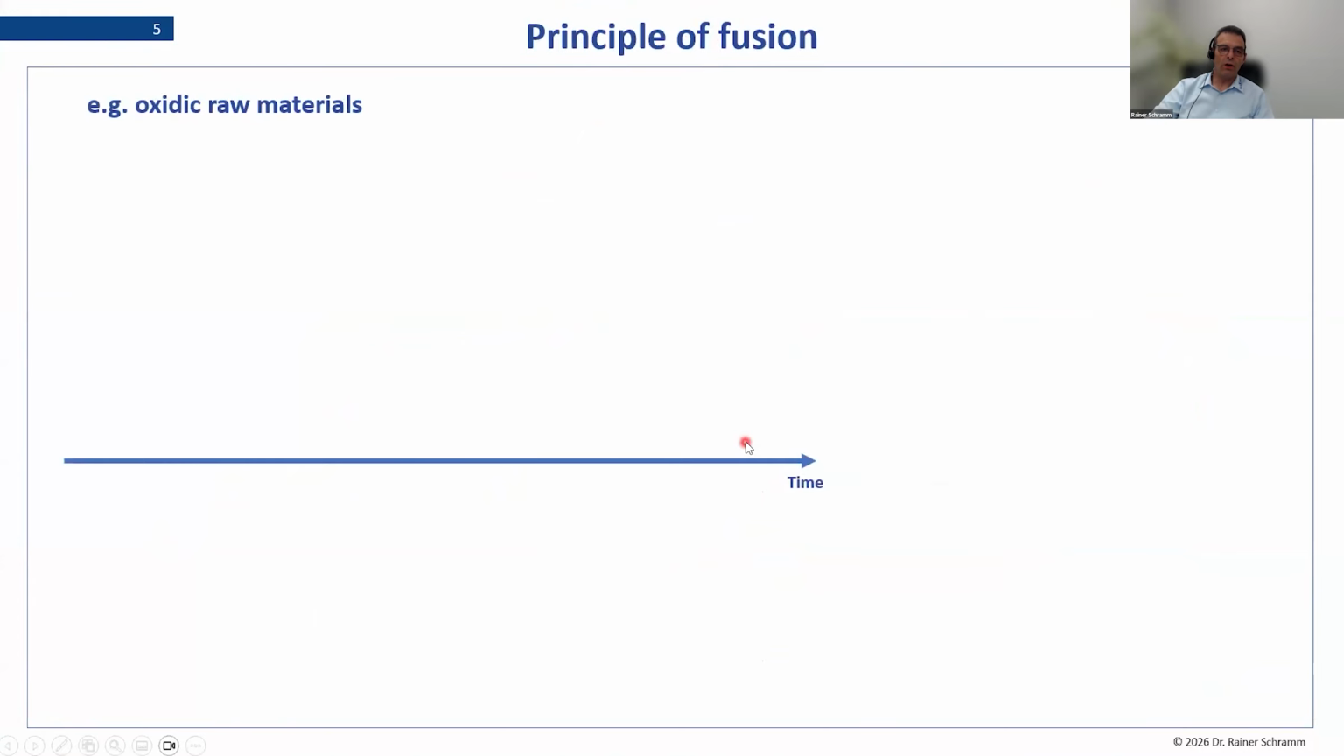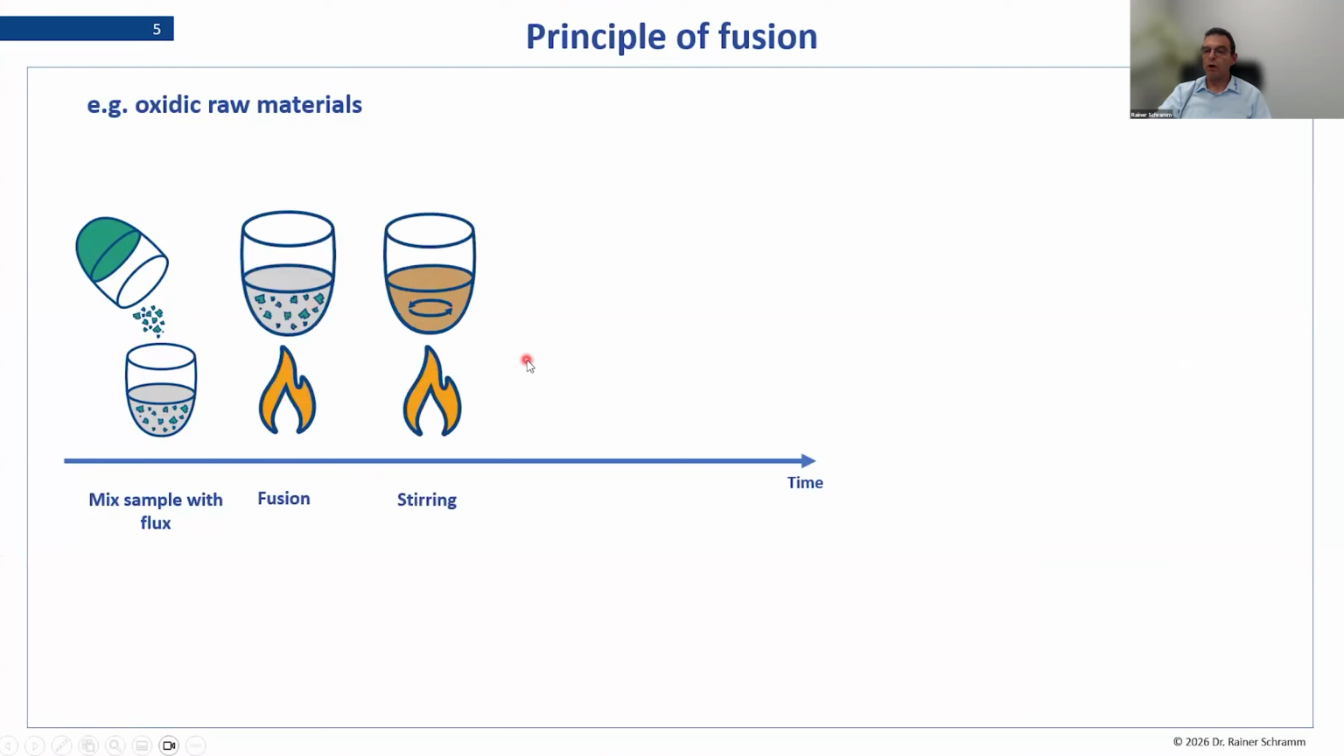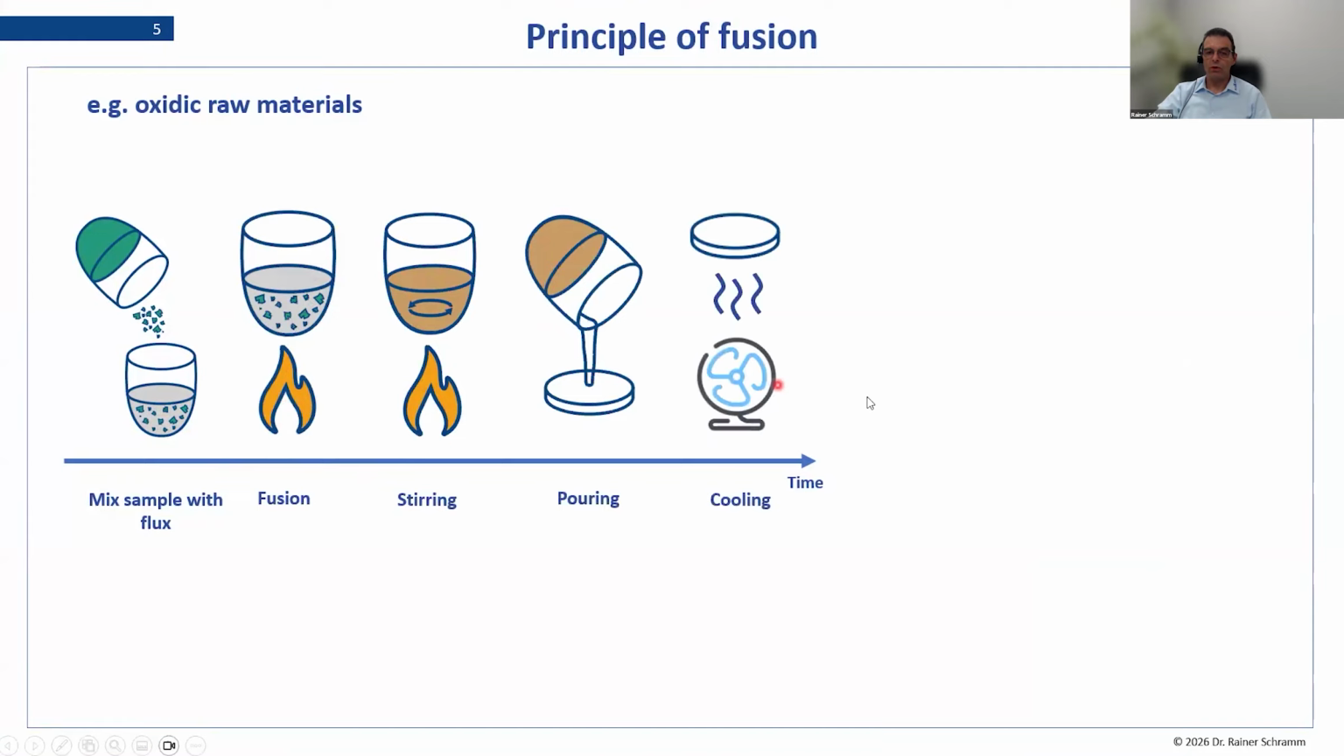So when we have a fully oxidic material and we want to fuse it, the basic principle is always that you mix your sample with the flux. Flux is the glass former, and nowadays we use lithium borates, mostly lithium tetraborate or some mixtures of metaborate and tetraborate. Then this mixture is heated up until it gets fully liquid. Then it's very important that we homogenize it. And when it's fully homogenized, we can pour it into a mold, and then we cool it down to get a glass. And then we can do our X-ray analysis. So this is the basic principle.